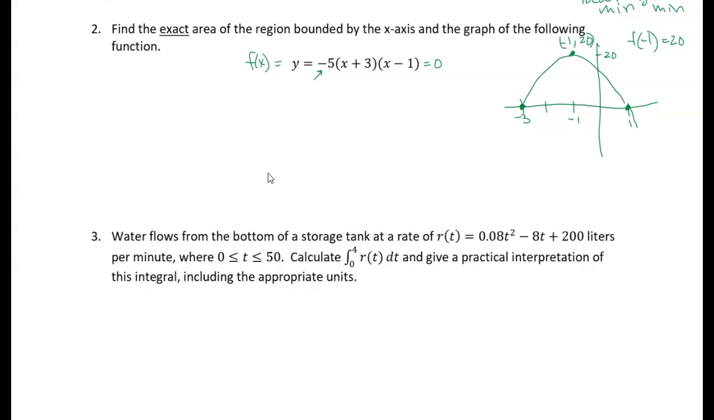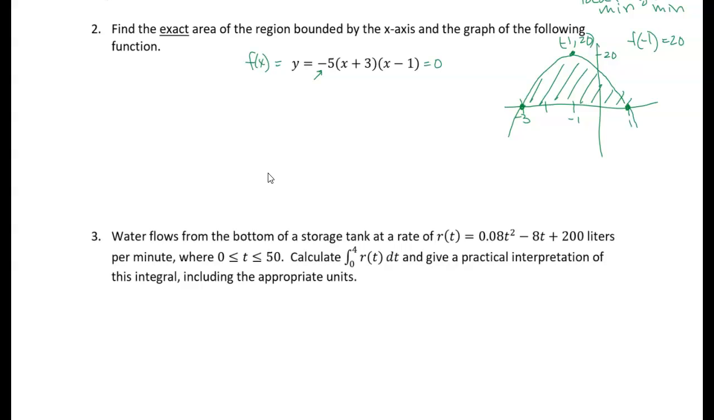Now, it's going to keep going here. And we want the area that's bounded. Bounding means it has boundaries, right? So we want the area bounded by the x-axis and this graph. So the area that we're talking about is this area right here. Okay, and so if we integrate from -3 to 1, and we integrate this function here, then we'll have the area.